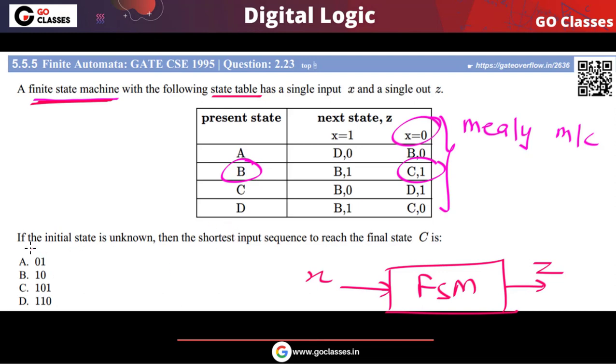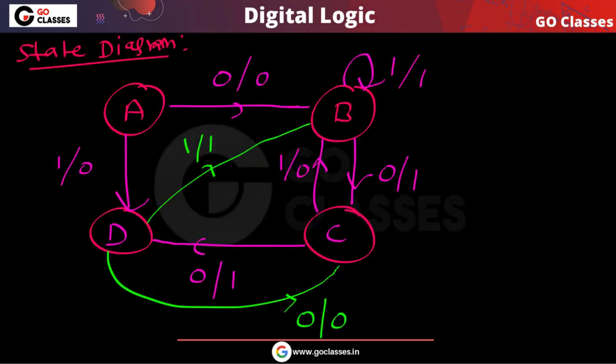Now the question is saying the initial state is unknown. What is the shortest input sequence to reach the final state C? Remember, we want to reach C and we don't know what is the initial state. So this is the idea. Now what we have to do? The initial state we don't know.